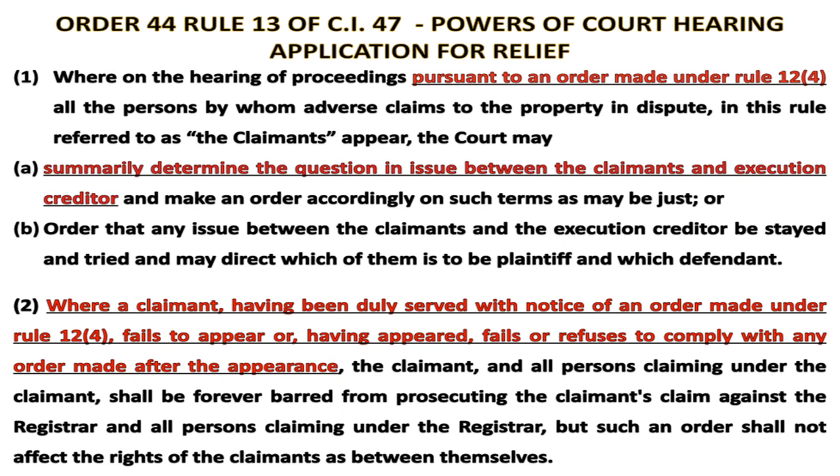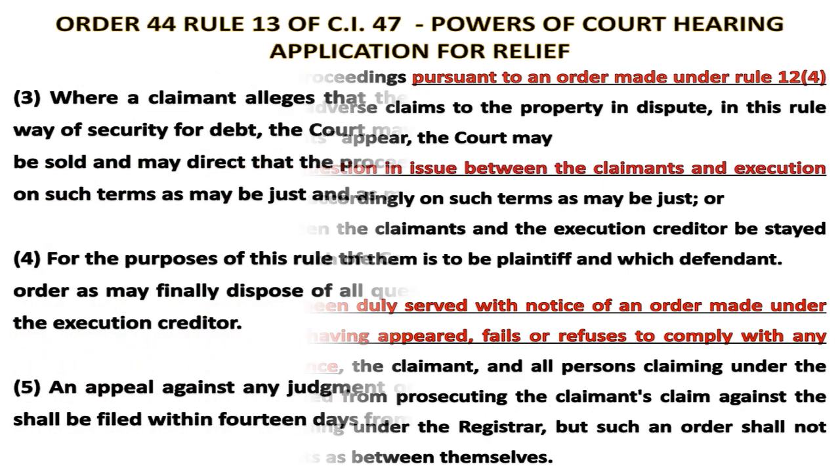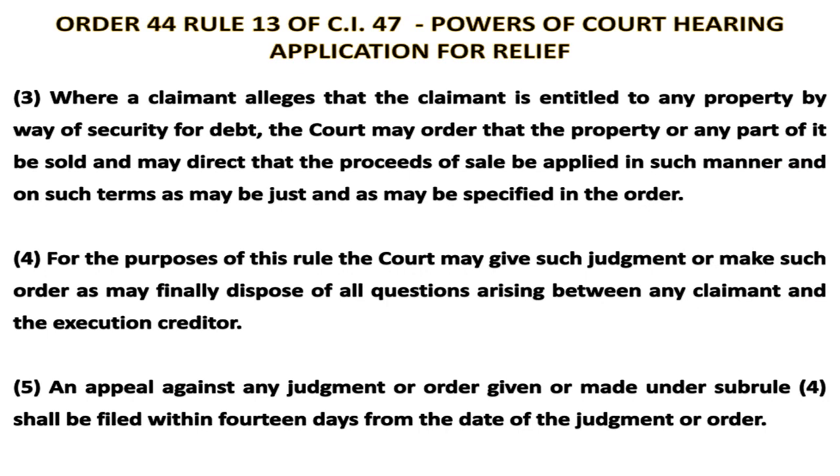So if you were supposed to appear before the court, because after the registrar commenced the interpleader proceedings, the court will invite the claimant and the execution creditor to come. If you, the claimant, don't come, or when you came, they asked you to file your document showing that it belongs to you and you don't file it, then the court shall bar you. The court shall forever bar you, the claimant, from prosecuting your claim against the registrar and all persons claiming against the registrar. So you can't come and claim anything against the registrar anymore. So that is as far as the decisions the court can make when you commence the interpleader proceedings are concerned.